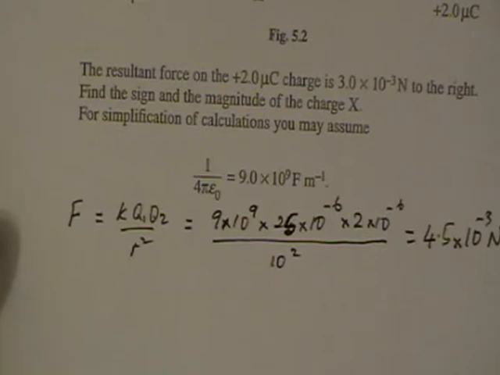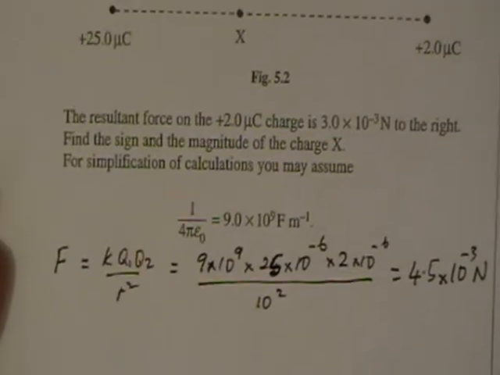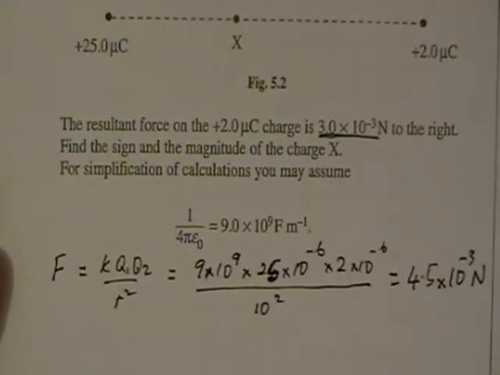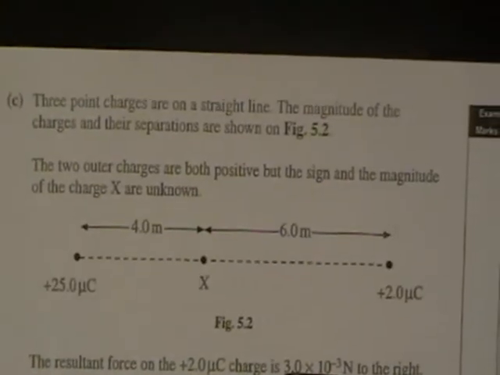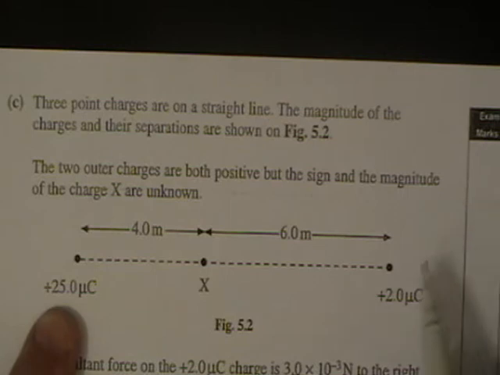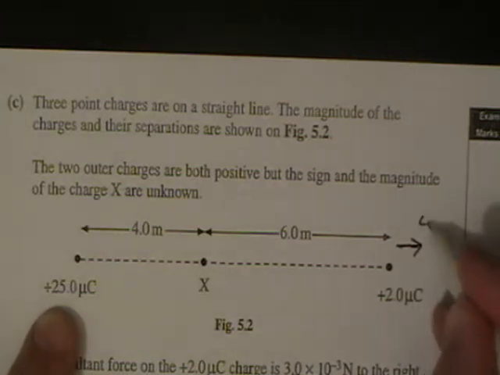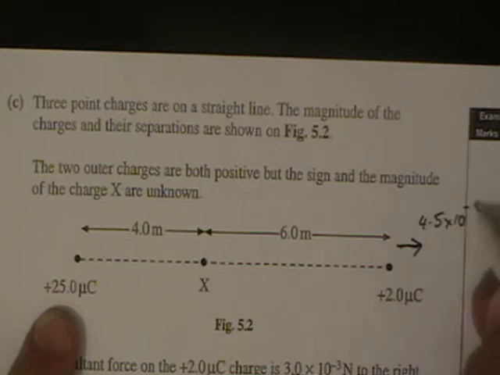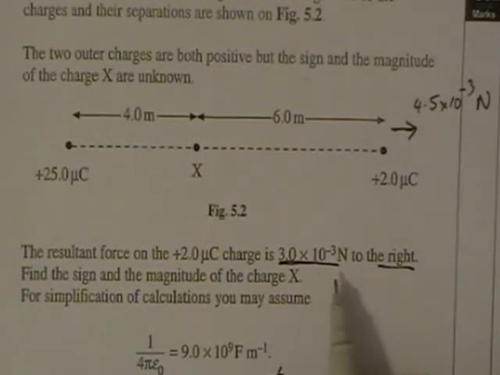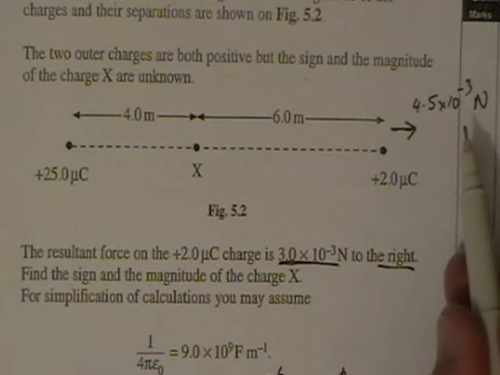Okay. Now, if we go back and look at the question, we're told that the resultant force on that charge is 3 times 10 to the minus 3. If we take a look at the question here, what we're seeing is 25 microcoulombs is pushing against that because they're both positive, so 25 microcoulombs is pushing against that with a force of 4.5 times 10 to the minus 3 newtons. And we're told in the question that we have 3 times 10 to the minus 3 to the right as the resultant force.